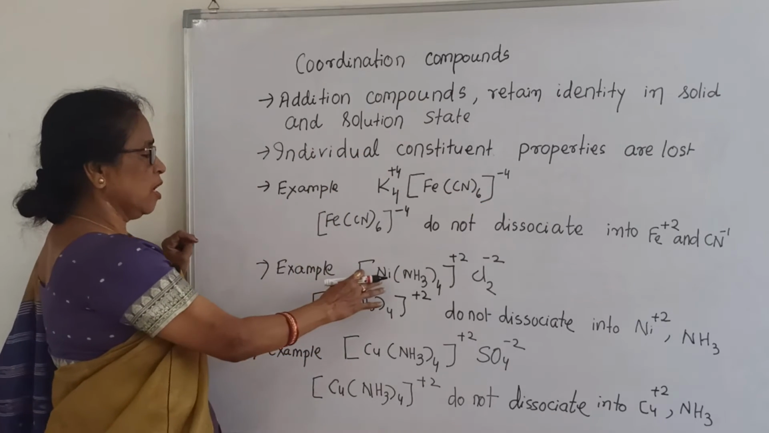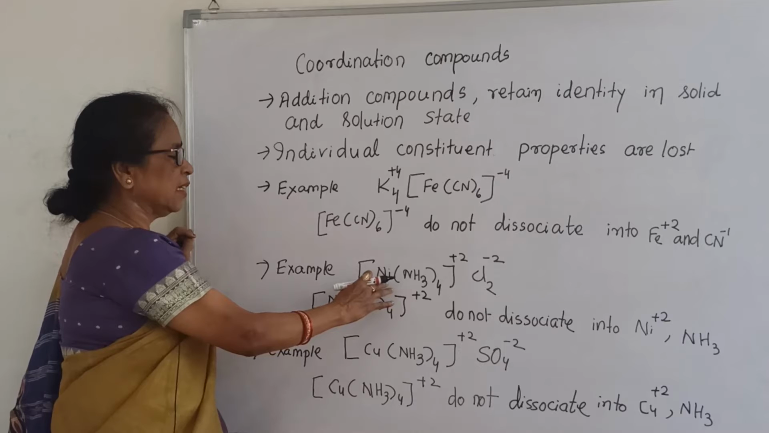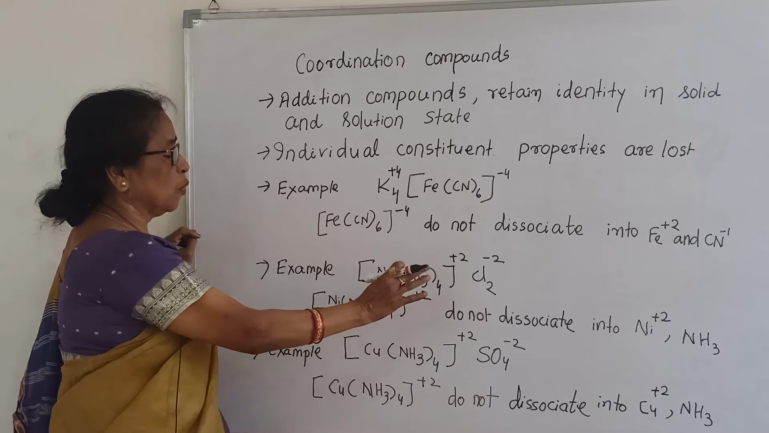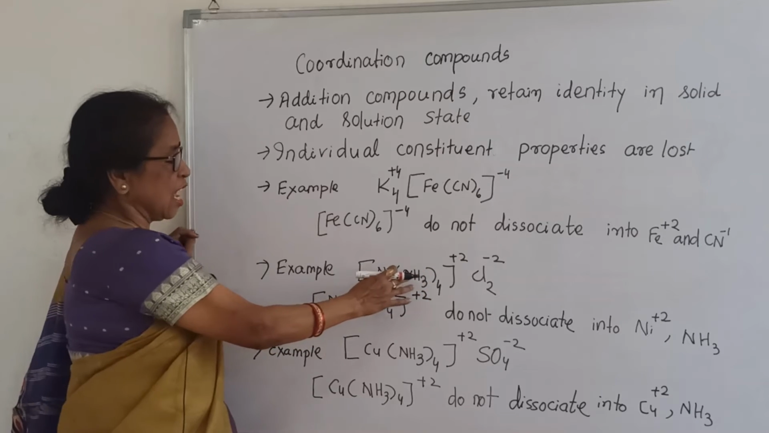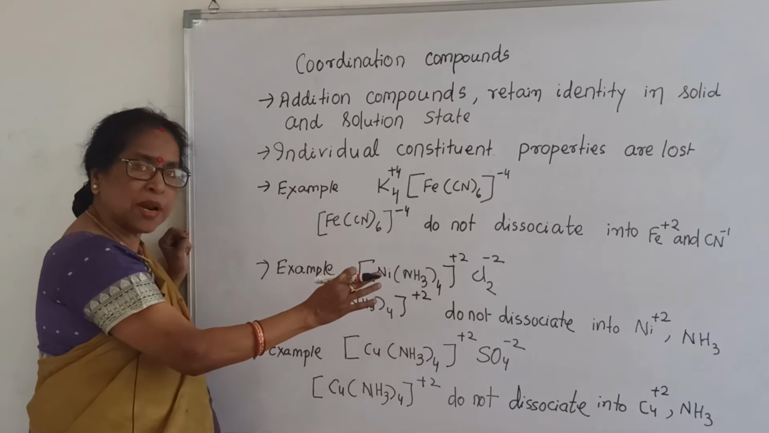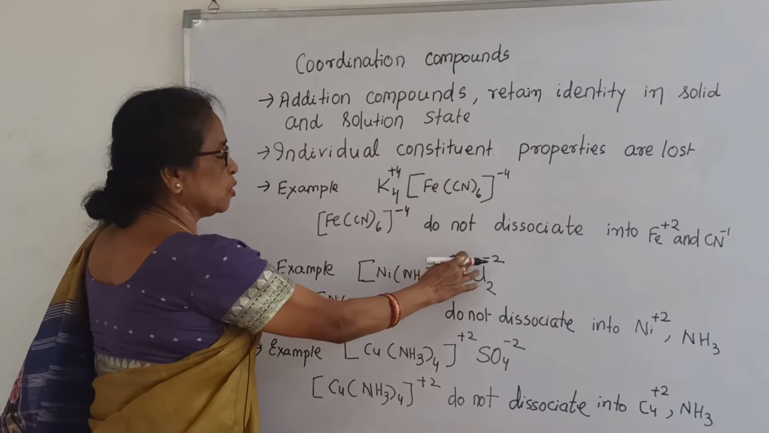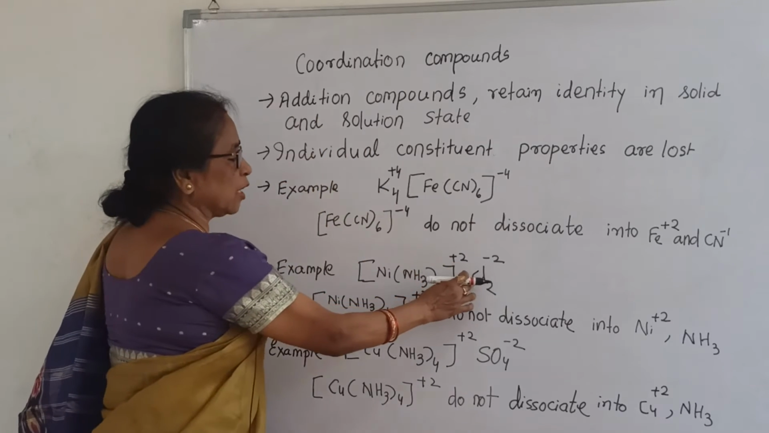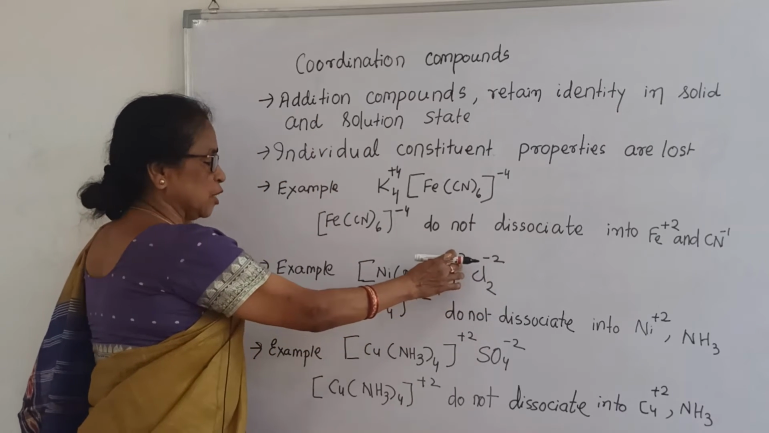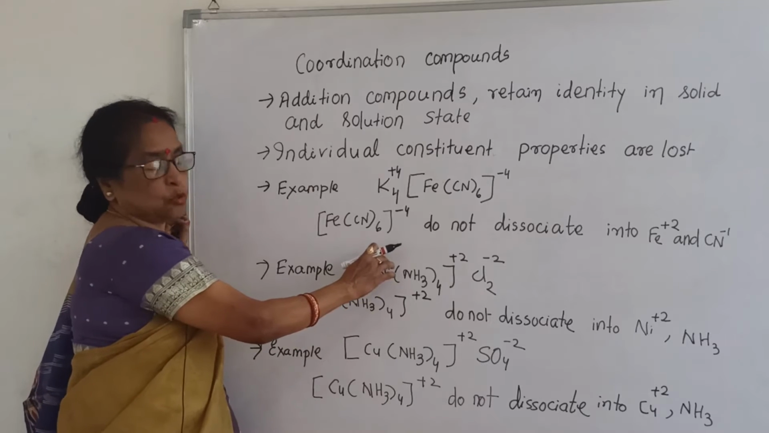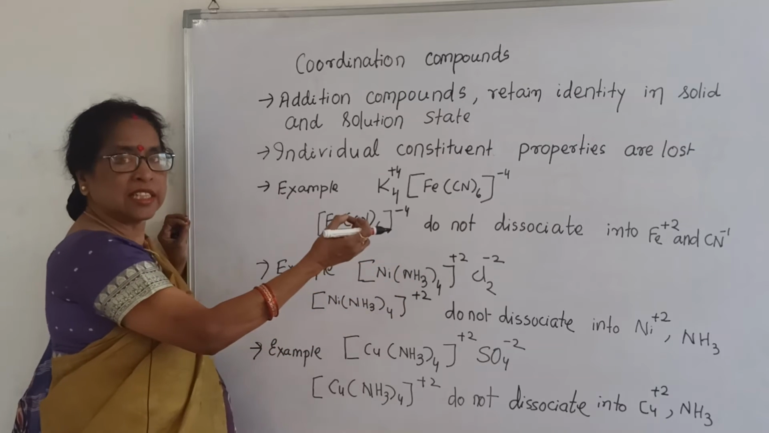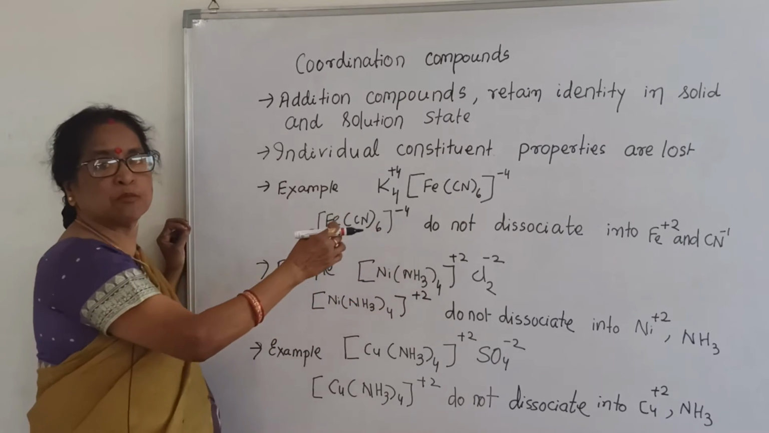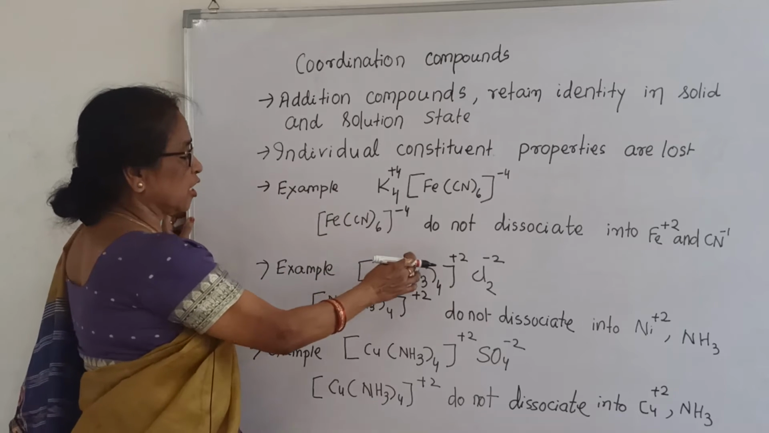Similarly, take the example with nickel and NH3 whole 4 inside the square bracket. That means nickel and ammonia are inside the square bracket, and it has a plus 2 charge. Chlorine is minus 1, so minus 1 into minus 2 balances it, and nickel is plus 2. Ammonia is a ligand, a neutral molecule, so its charge is 0.